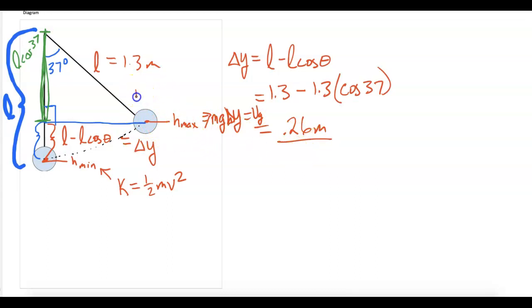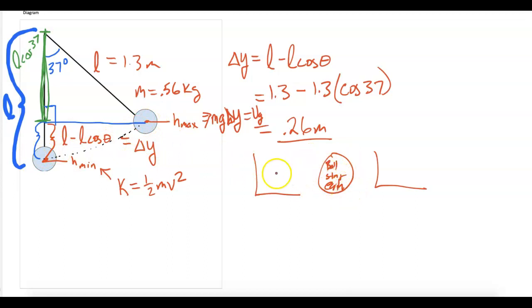So let's go ahead and do some things here. Let's call the mass of the pendulum, we'll just say it's equal to 0.56 kilograms. Now let's go ahead and find the speed of the ball down at the bottom. So if I want to know the speed, maybe let's do an LOL graph. So LOL, I've got the ball, I have the string, and I have the earth. Without the string, the ball wouldn't follow this path. So we have the ball, the string, and the earth.